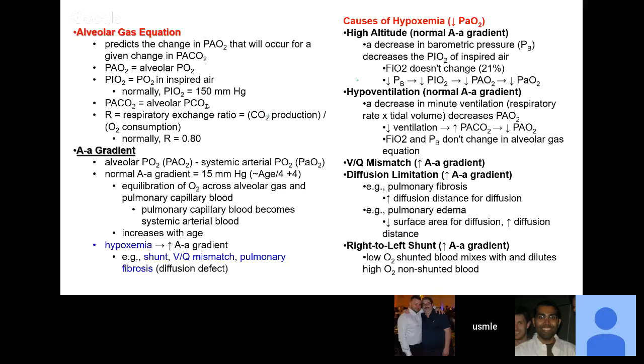Obviously, you have the gradient between alveolar and arterial that increases, and where you're going to find this increased alveolar-arterial gradient is in areas where there's a mismatch. For example, VQ mismatch, pulmonary fibrosis, the shunts. In pulmonary fibrosis, you don't have much tissue available for the exchange, but the small amount of tissue that you have, you need to do the most of it, because everything is replaced by fibrosis.